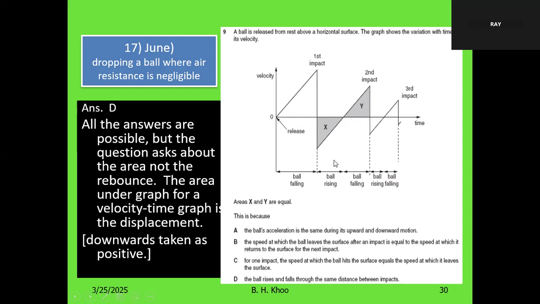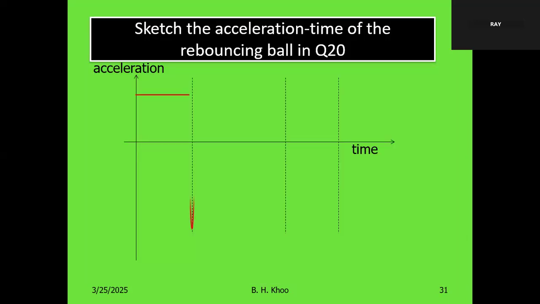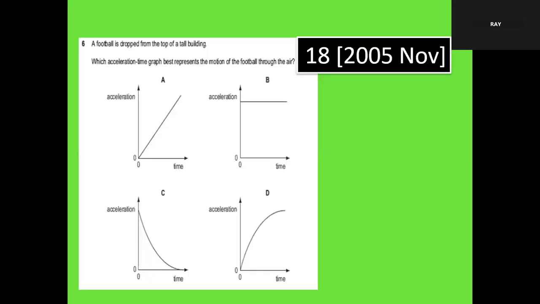What is causing the problem? Ask until you are happy with it. X is going up, Y is coming down. No air resistance. Only during the impact does the velocity change as well. Okay. So the next one you should be able to draw, right? Acceleration-time graph.